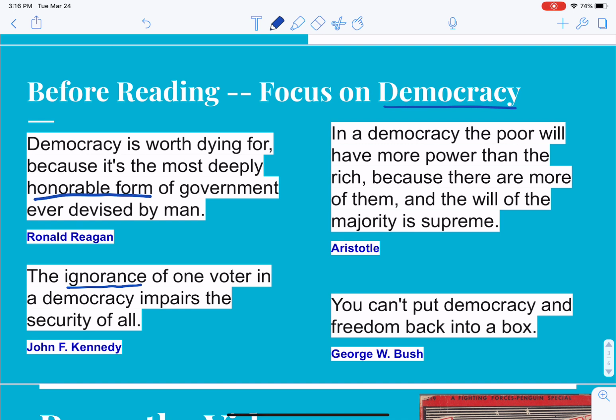Aristotle says, in a democracy, the poor will have more power than the rich because there are more of them. And the will of the majority, that's a great phrase to keep in mind, the will of the people, as Chapter 1 is going to say, is supreme. And George W. Bush said, you can't put democracy and freedom back in a box, right? Once democracy and freedom are out and people want to have and experience that, they will.